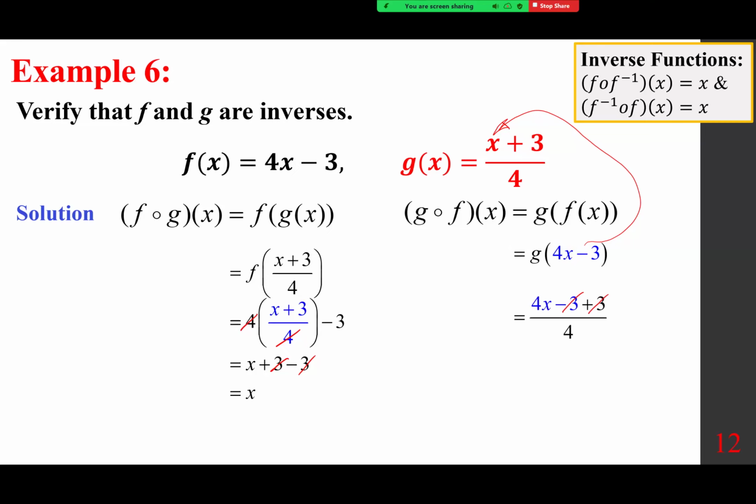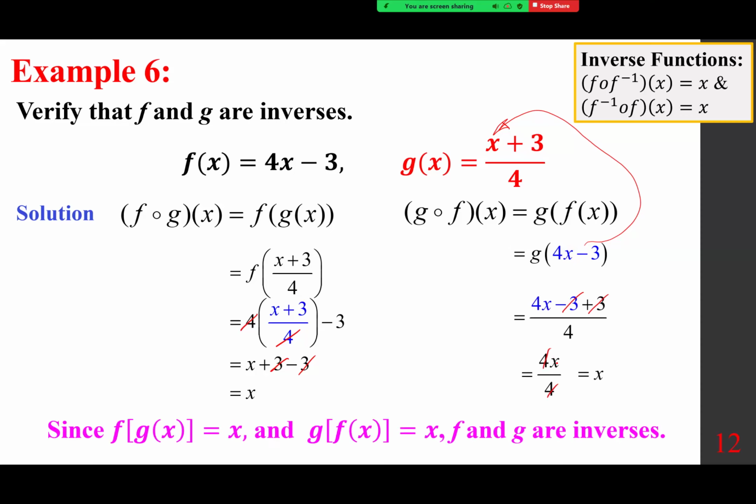These two cancel each other. And 4x over 4 is x. And also verified in this fashion. Since f of g of x equals x and g of f of x equals x, f and g are inverses.